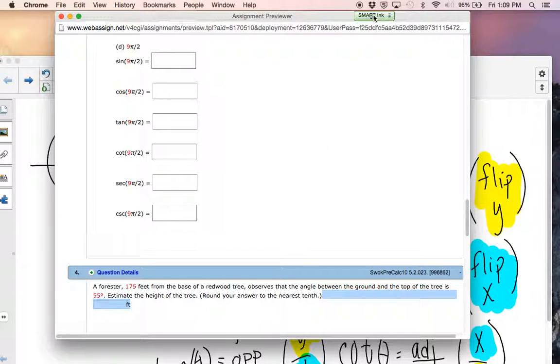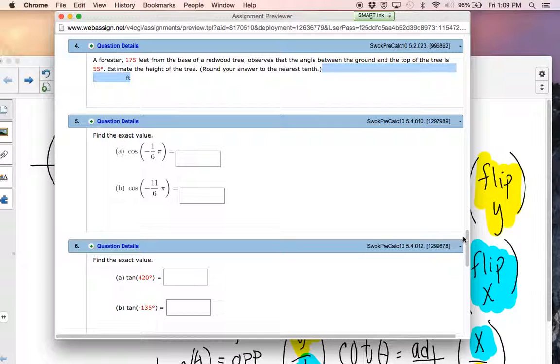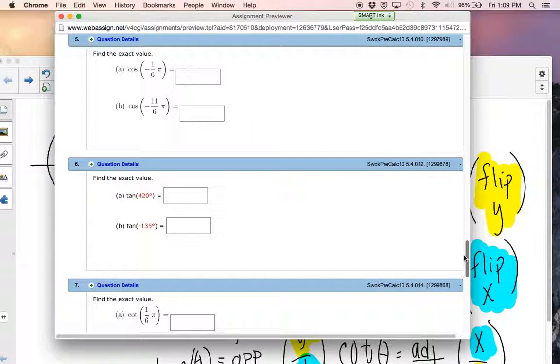The next one, number 4, this is a review problem from last unit. All you're doing is drawing a triangle and you're solving for a side here. So you guys should know how to do that. That was on your last quiz. All of the rest of these problems are using your unit circle.